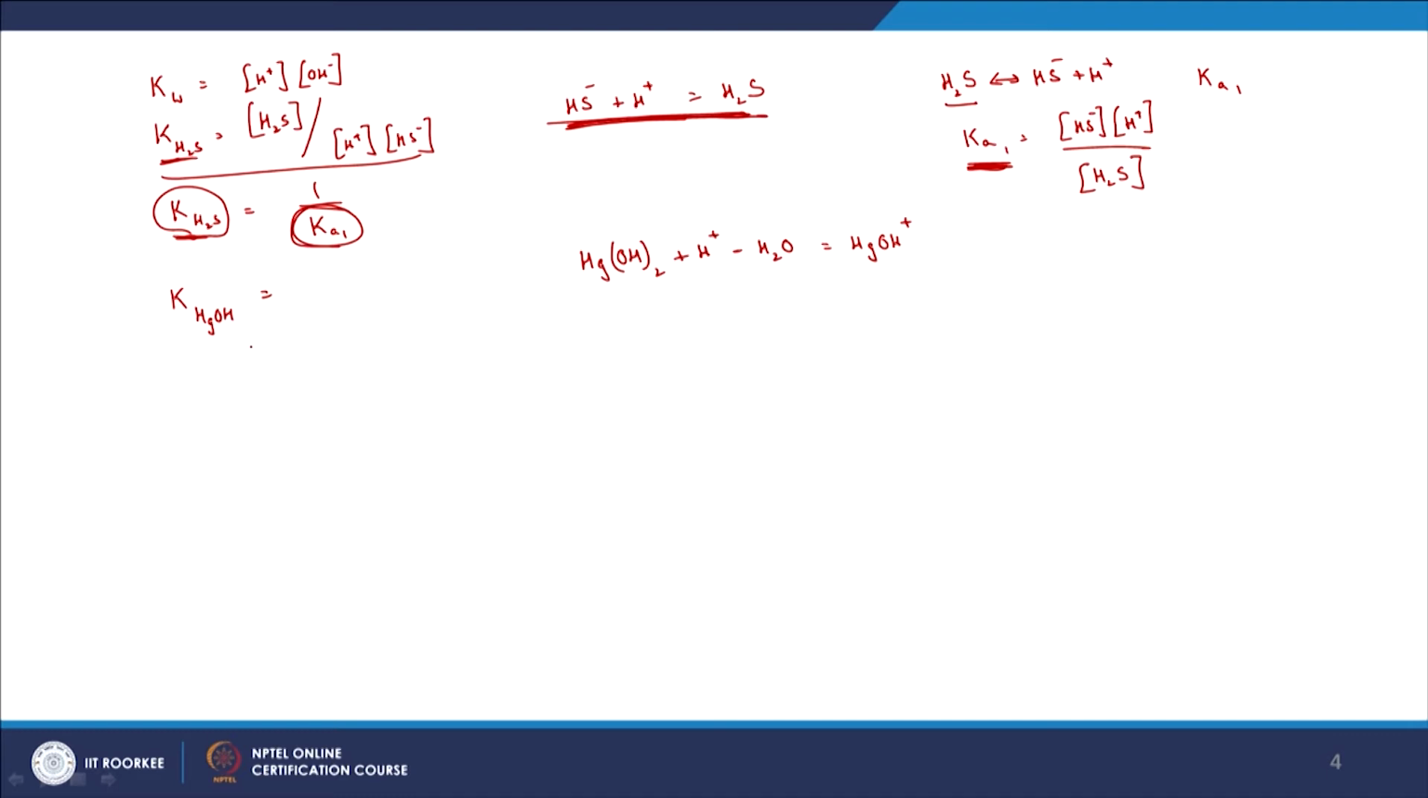So here, I guess, how do I go about writing this? So this would now be equal to the concentration of HgOH plus into H plus by Hg2 plus, right? This is for this particular equation. Again, this is not in the standard form, so you would not find it in the standard tables, right?